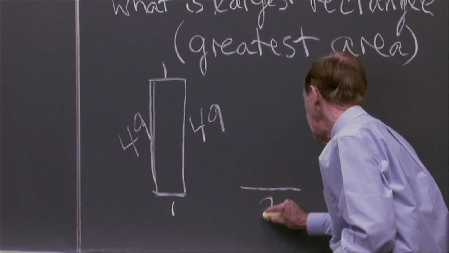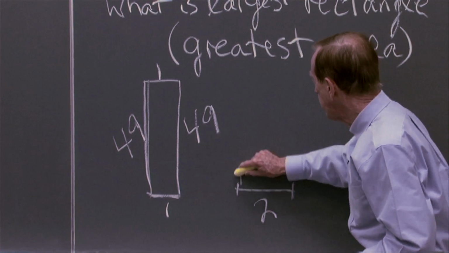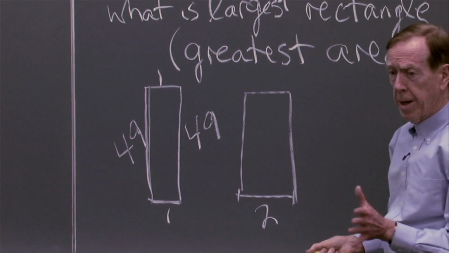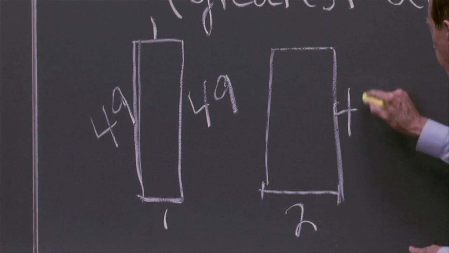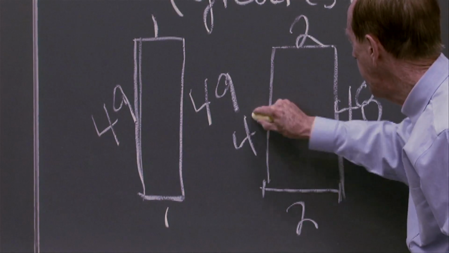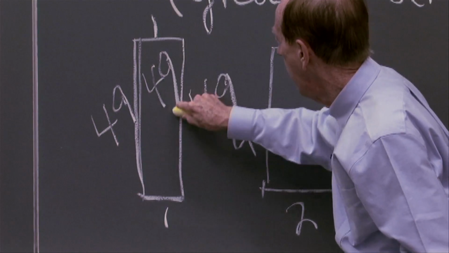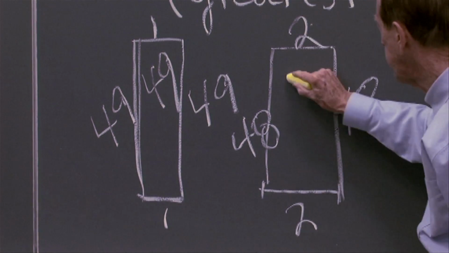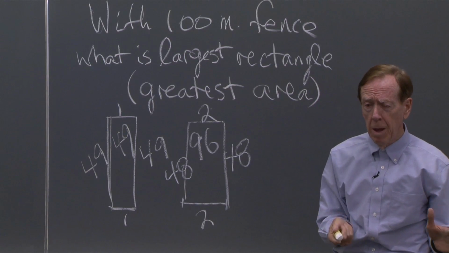Let me use 2. That one was too narrow. Let's make it a little wider. So it won't have as much height. What have I got for height now? If that's 2, I probably want 48 now. And this will be the 2, and this will be the 48. And what's the area now? This one had an area of 49, and now the area here is 2 times 48, 96. So that's better. But is it the best?